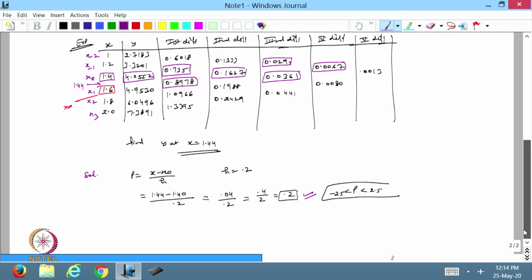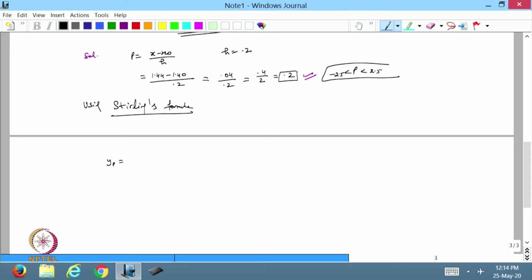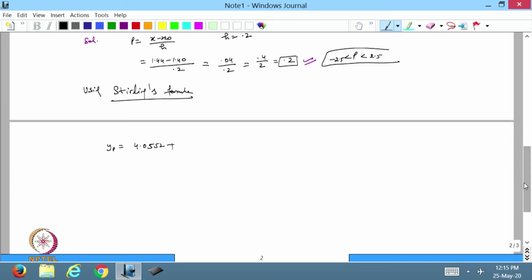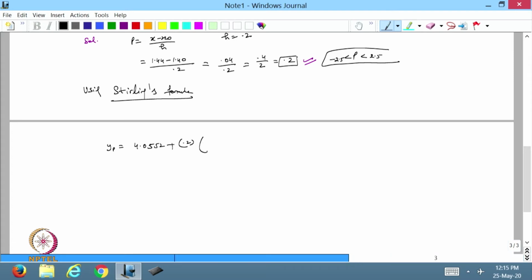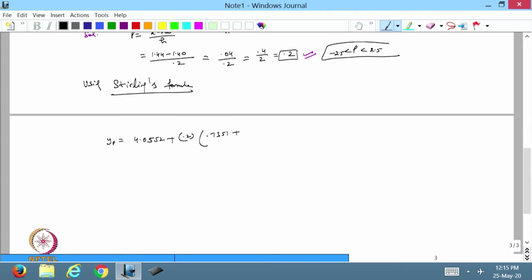Now I will apply this Stirling formula to approximate the value here. So using Stirling's formula, the value of yp will be equal to, so I will give these values. I will take the value 4.0552 plus, so this value I am choosing first value, then the average of these two values, the next values. So plus p, the p is 0.2, multiply by 0.7351. So, I will write 0.7351 plus 0.8978 divided by 2. So, this is the average value I have taken.